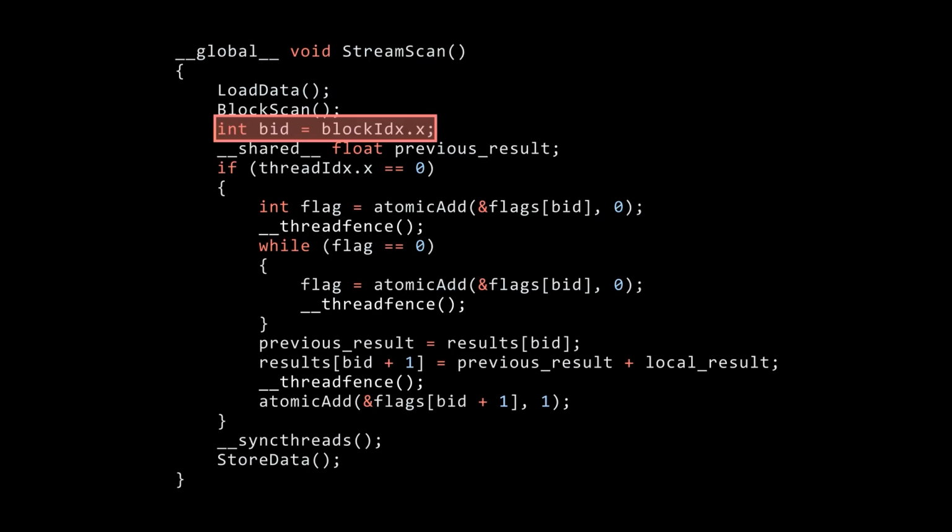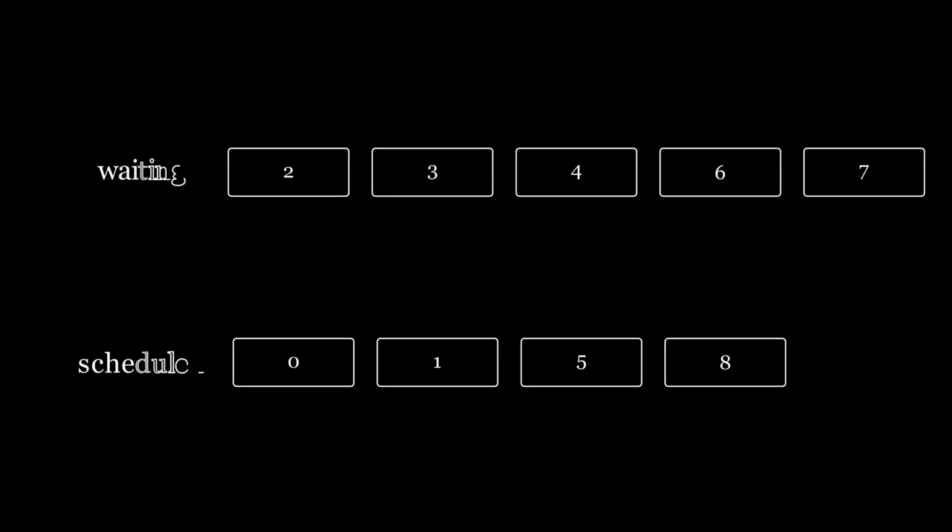So what if a block with a higher index is scheduled before a block with a lower index? For instance, what if block 5 is scheduled but block 4 hasn't even started yet? Block 5 will just spin in that while loop waiting for a flag from block 4. But block 4 can't run because all the GPU's processing units might be tied up by other spinning blocks. This is a classic deadlock.